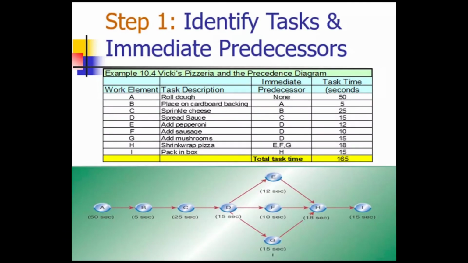Step 1 is to identify tasks and immediate predecessors. Example ito yung kay Vicky's Pizzeria. Makikita natin sa table, sa baba, yung task description and its task time in seconds. So, we can also see below the process and makikita natin yung work element dyan na may task time in seconds. Yan yung pagkakasunod-sunod ng task na gagawin doon sa pizza.